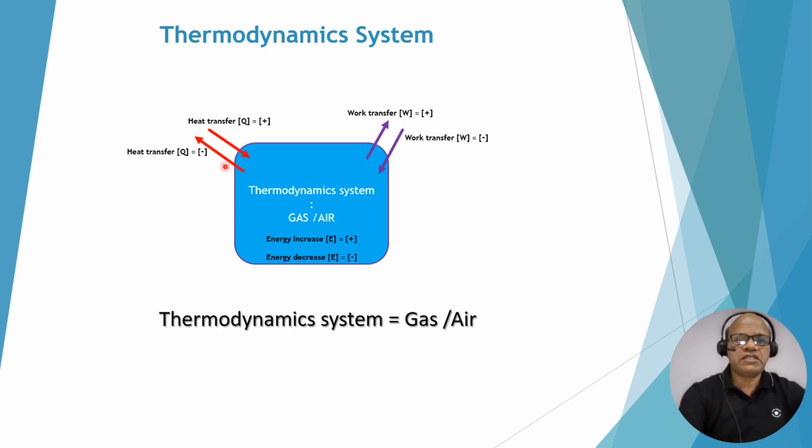There is a sign convention. When heat is given to the thermodynamic system, that means the gas, it is considered positive. When heat is taken from the system, it is negative. When work is done by the gas it is positive, when work is done on the system it is negative, and when the energy level of the gas or the system increases it is positive, when the energy level of the system decreases it is negative. These are the sign conventions.